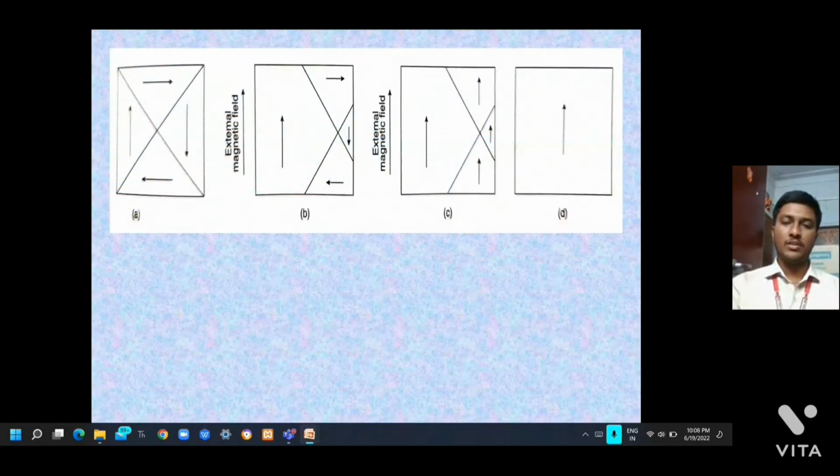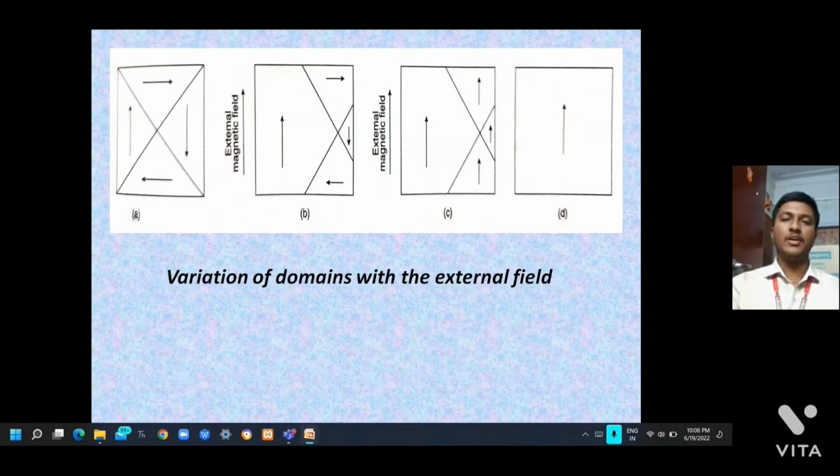From the figure, there are four cases showing the variation of domains with the external magnetic field. Now we are going to study the variation of domains in the presence of an external magnetic field. In the first figure, we have four domains separated by boundaries, and they have different directions. In the second figure, B, an external magnetic field is applied in the upward direction. One domain is in the direction of the applied magnetic field and the remaining are in different directions.